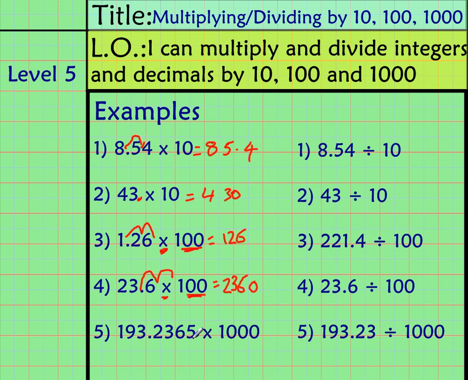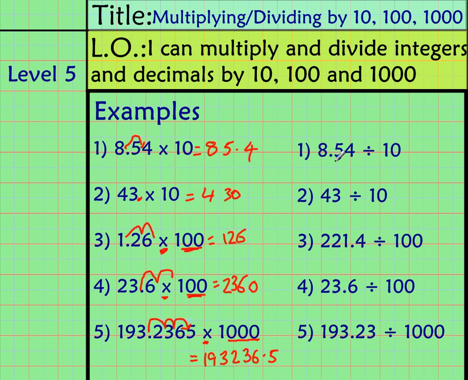Similarly here, I'll have to do this one underneath. I've moved it to the right, but because it's by 1,000, I'm moving it 3 spaces. 1, 2, 3. Okay, so it's going to be some huge number. 193,236.5. Don't forget that bit on the end. Okay, 0.5. The decimal point is still in there. Let's move 3 spaces to the right.